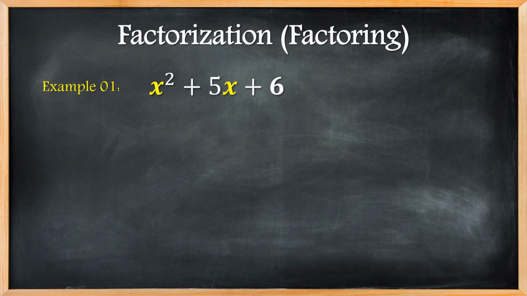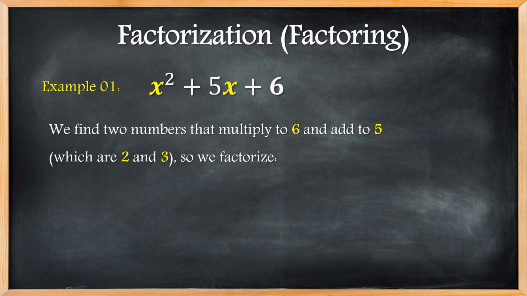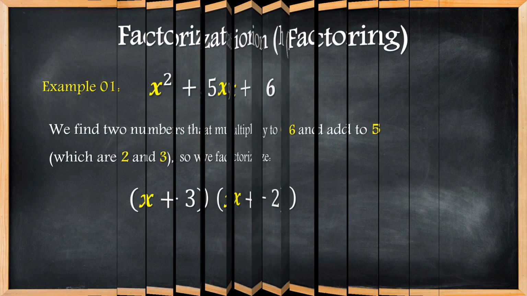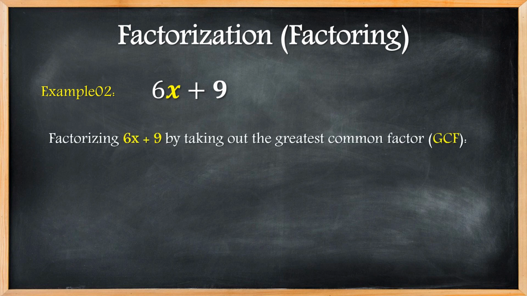Consider the quadratic expression x squared plus 5x plus 6. We need two numbers that multiply to 6 and add up to 5. These numbers are 2 and 3, so we can factorize the expression as x plus 3 times x plus 2. Now let's factorize 6x plus 9 by taking out the greatest common factor. The highest common factor of 6x and 9 is 3. Factoring it out, we get 3 times the quantity of 2x plus 3.